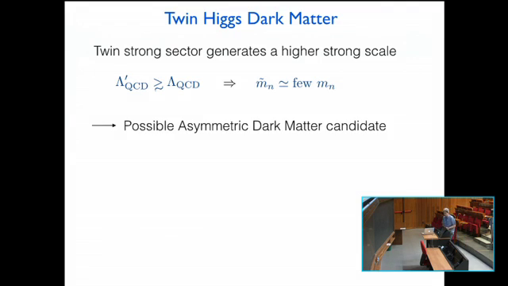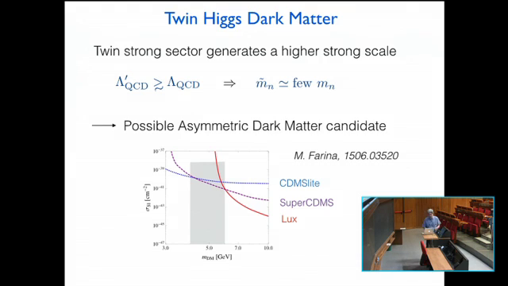And in fact, there's some recent work by Marco Farina. And here you can see, assuming essentially that this factor of a few is between 4 and 6, so you get 5. This factor of 5 is if the mass of the twin baryons is 5 times our proton mass, then you will get the relic density you need for dark matter.